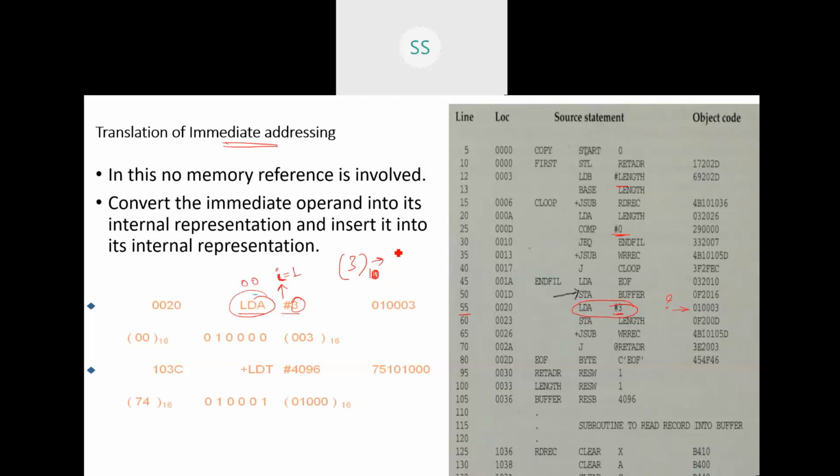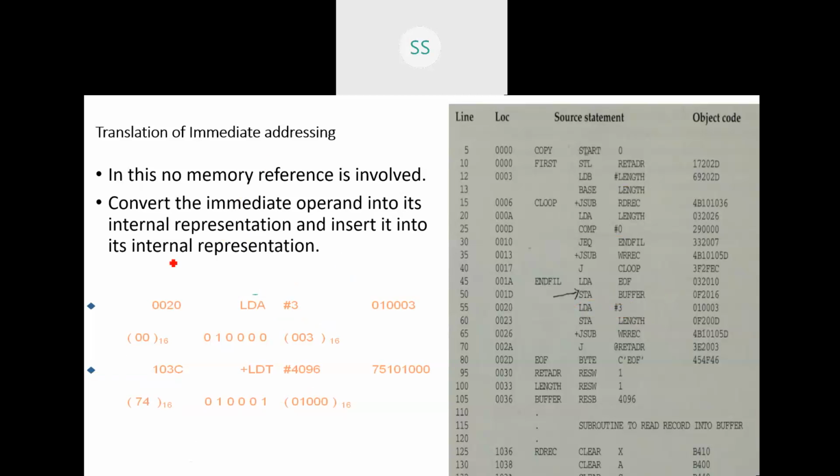Base 10 ആണെങ്കിലും here it is always given in base 10. You convert it to the base 16, it is 3 only. So how do I write for this? So when I write for this, I know it is going to be format 3. So in my format 3, how do I have?